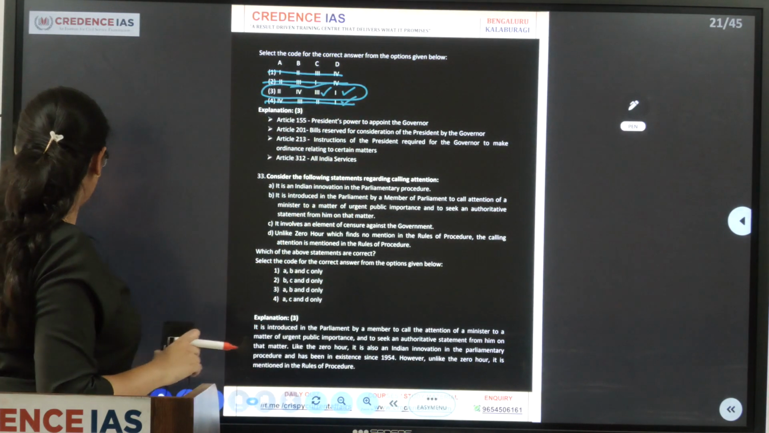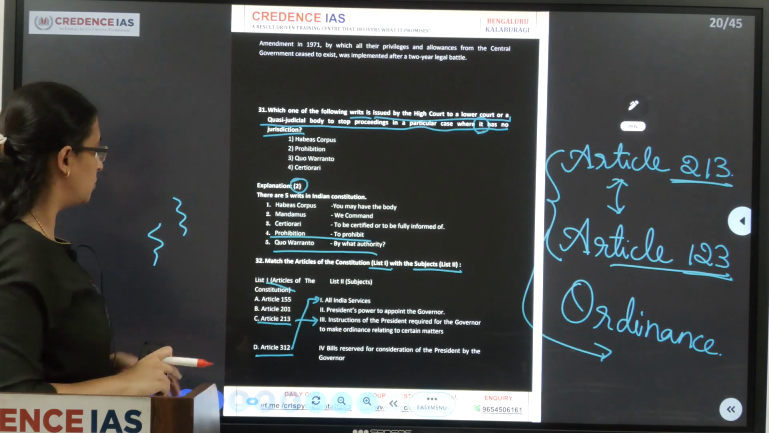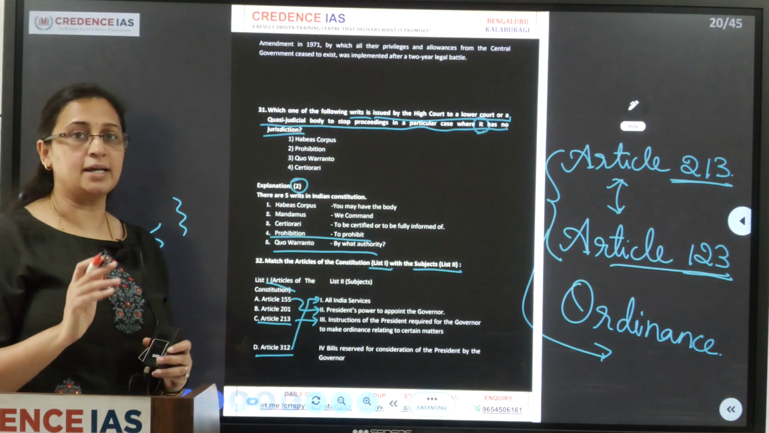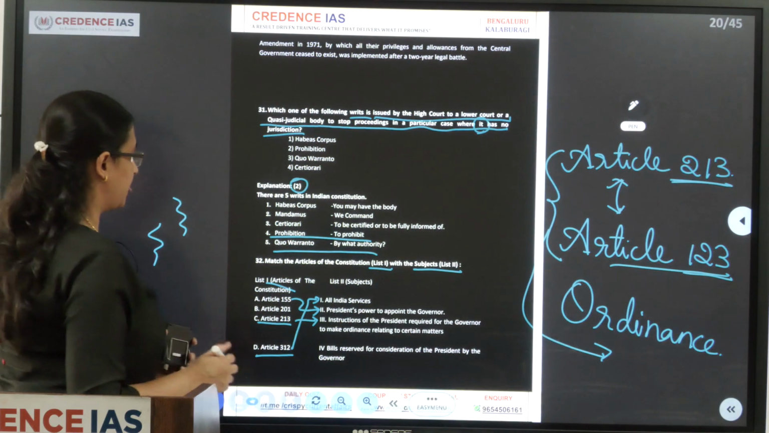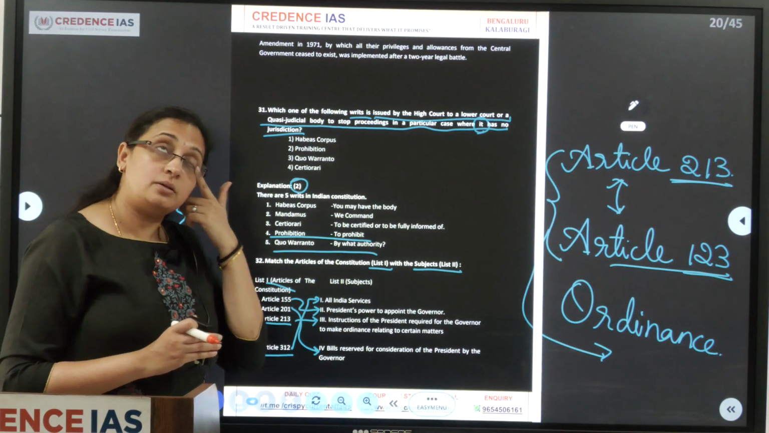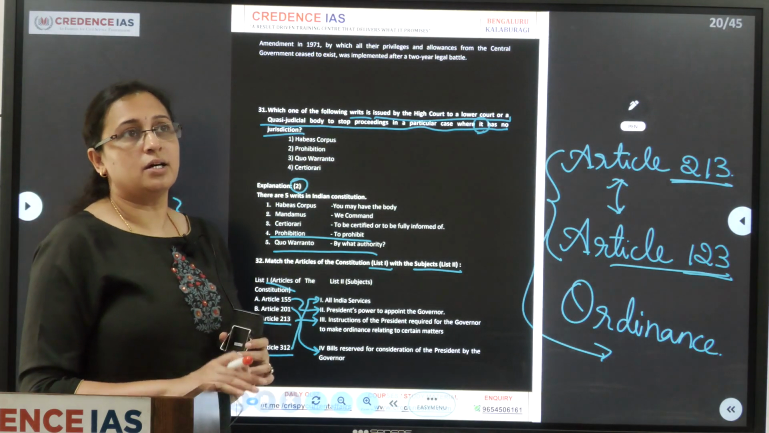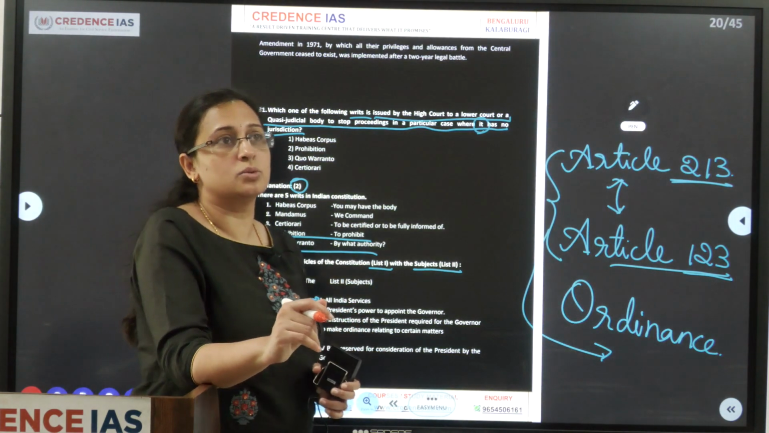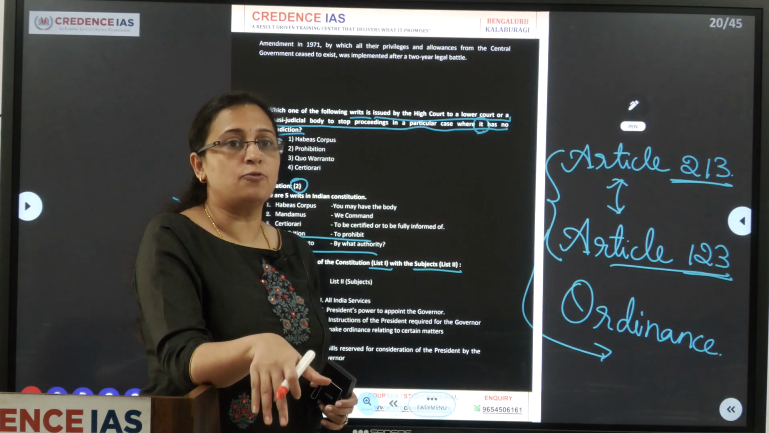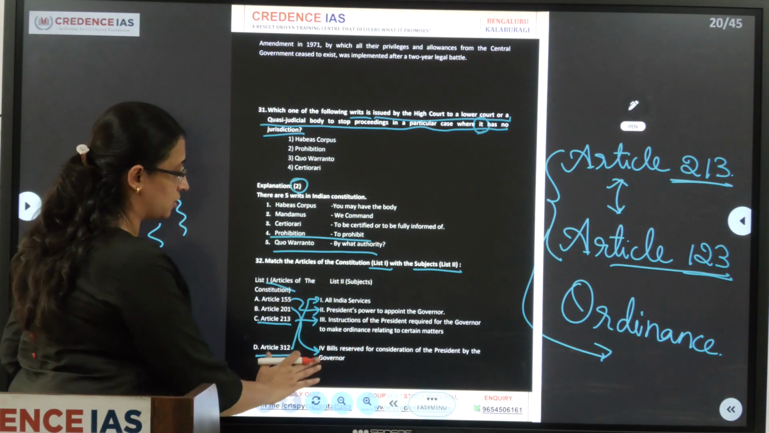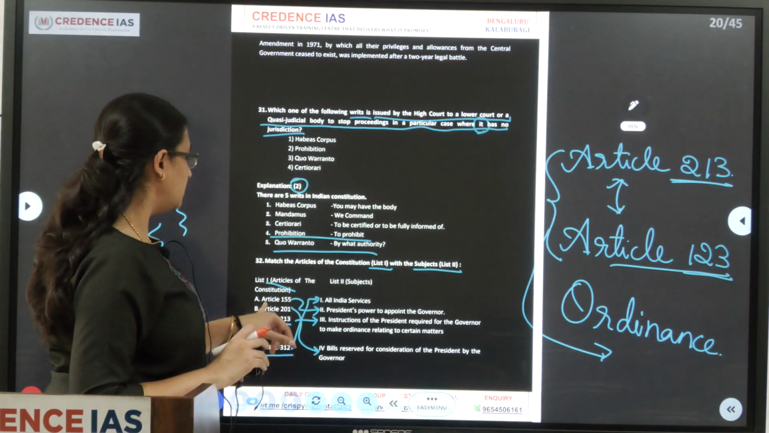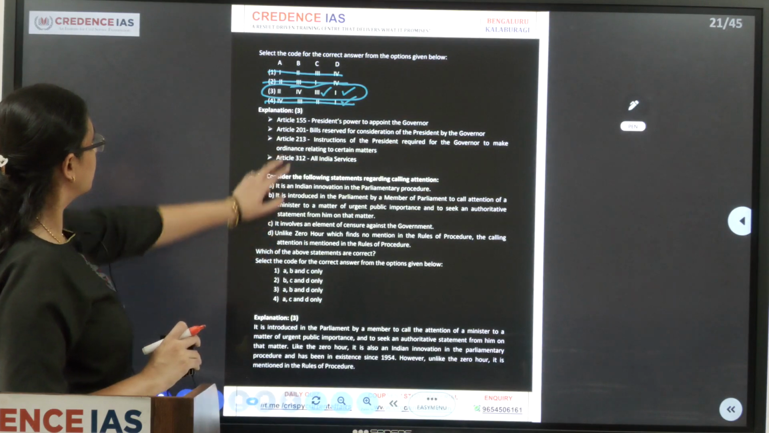Now A2 and B4. A2, that is the President's power to appoint the governor. The governor is the executive head of a state, so he is appointed by the President. Now B4: bills reserved for consideration of the President by the governor. As per Article 201, if a bill is passed in the state legislative assembly and it goes for the governor's consent, he can give consent to the bill, or he can reject the ordinary bill, or he can reserve the bill for the consent of the President. This privilege of the governor to reserve the state legislative assembly bill for consideration of the President is dealt with by Article 201. So the correct answer is 3.